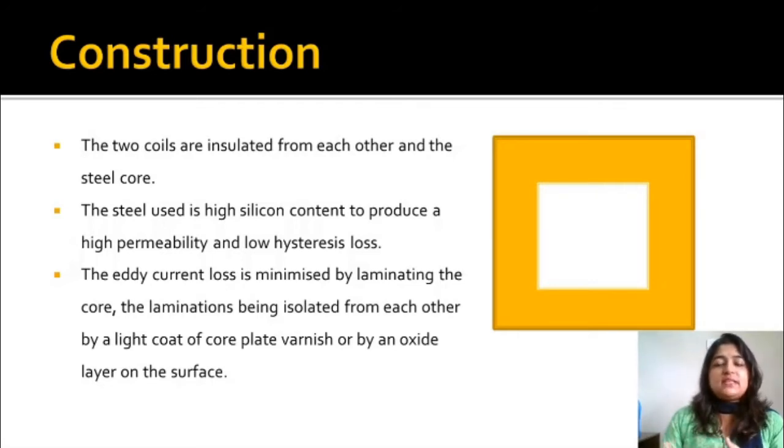Now, what are these losses? I'll tell you. But yes, we will use these terms to understand the construction better. Why we need laminations? To avoid eddy current loss. Why we need high silicon content? To avoid hysteresis losses.